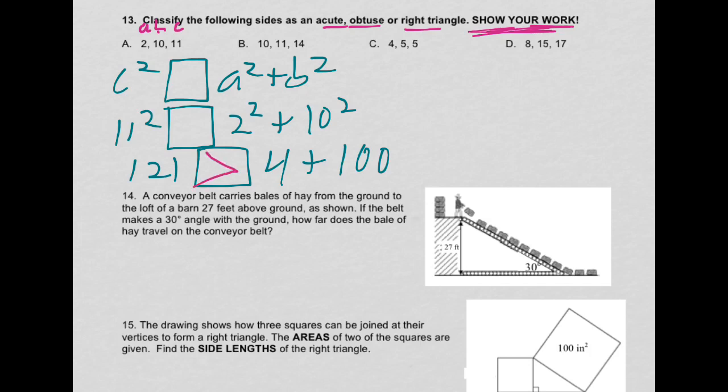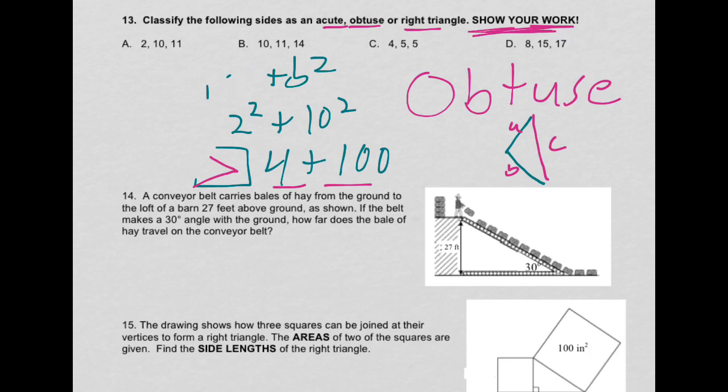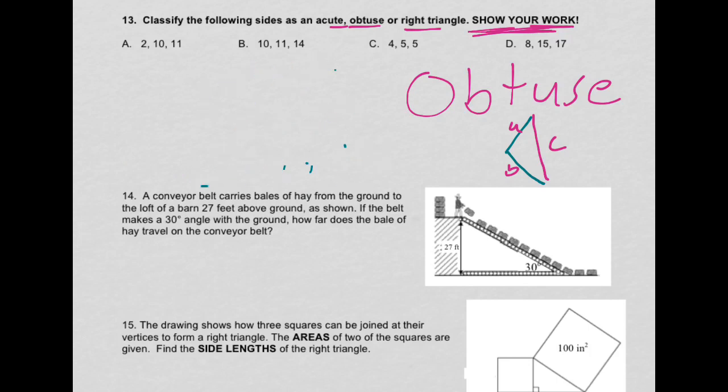Now remember, if your c squared is greater than your a squared plus b squared, then it's going to be obtuse. The triangle might look something like this, where this is my C, that's my A, that's my B. Notice how my C is big. All right, we'll do one more. Get rid of all this stuff.